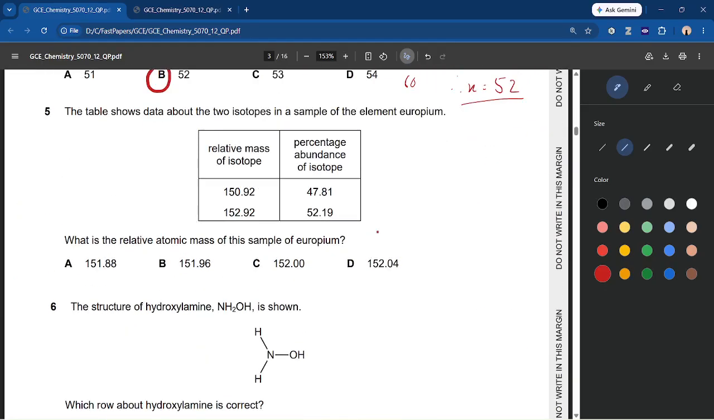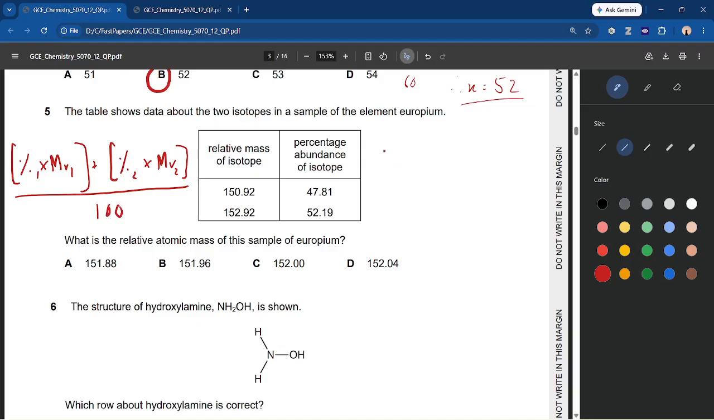All right, moving on. The table shows data about 2 isotopes in a sample of the element europium. So again, we use the same formula as before, so this will be percentage 1 times MR1 plus percentage 2 times MR2, and we're going to divide all of this by 100.